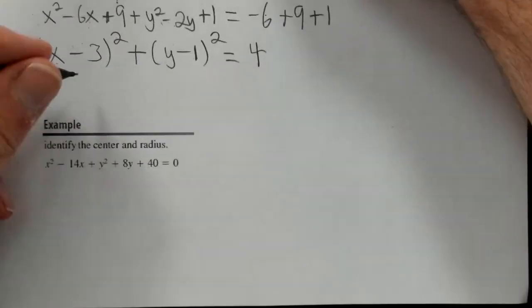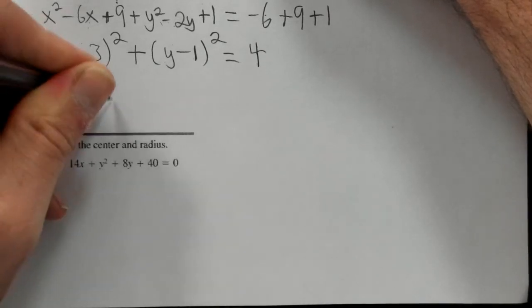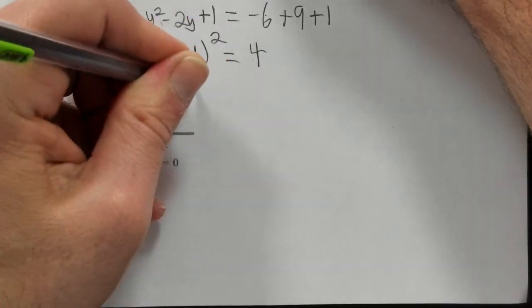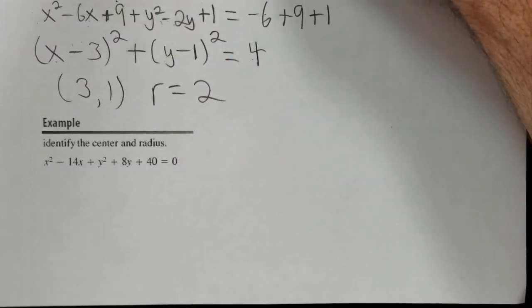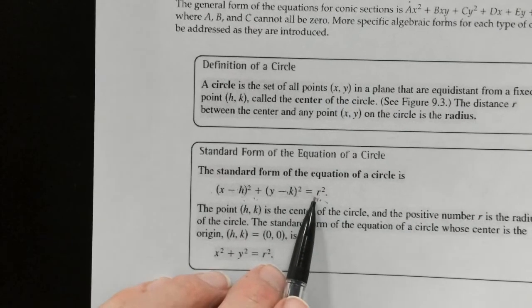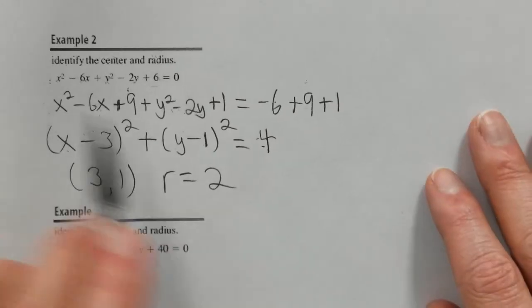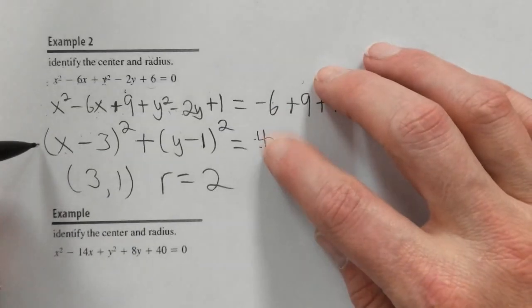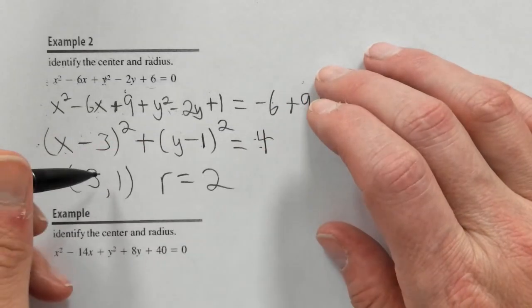Identify the center. The center is 3, 1. Identify the radius. The radius is the square root of this, which is 2. All right? Make sense? Okay, because remember, this number is r squared. So if 4 is r squared, then r is 2. All right? So again, we completed the square to turn it from the standard form into this form. And then once we have it in this form, we can just read off the center and the radius. Make sense?